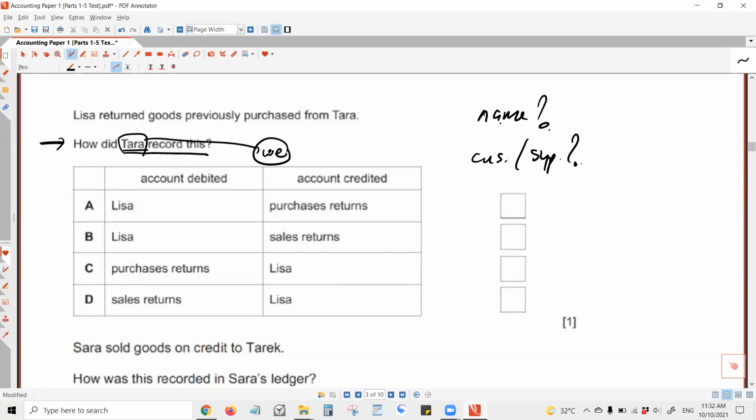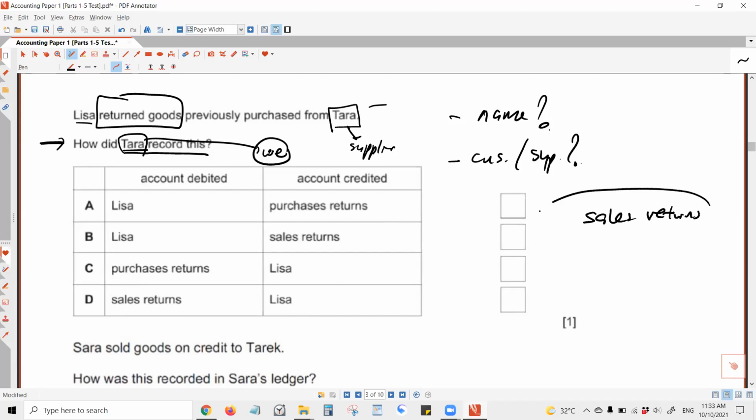Our name is Tara here. Next, we ask ourselves whether we are customer or supplier. Lisa returned goods previously purchased from Tara, so we are supplier. This is about returning goods, very obvious. When you are the supplier, you call the returns sales returns. When you're the customer, you call it purchases returns.